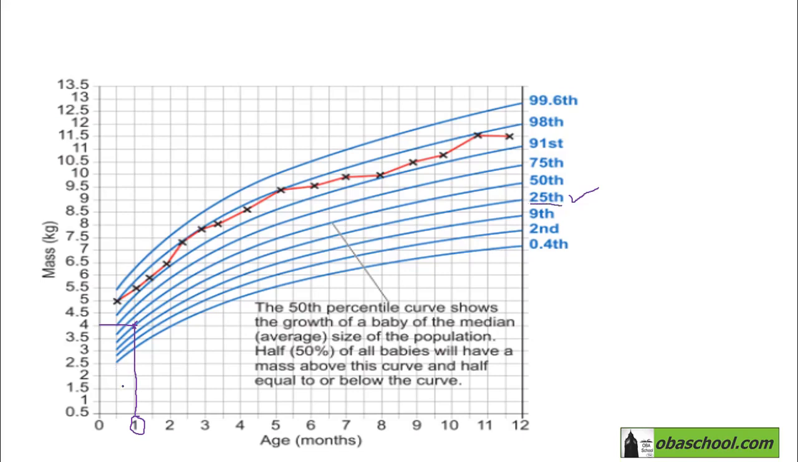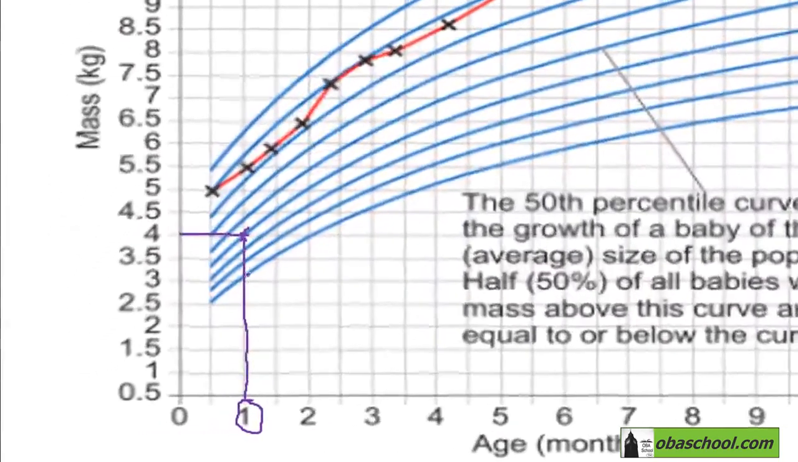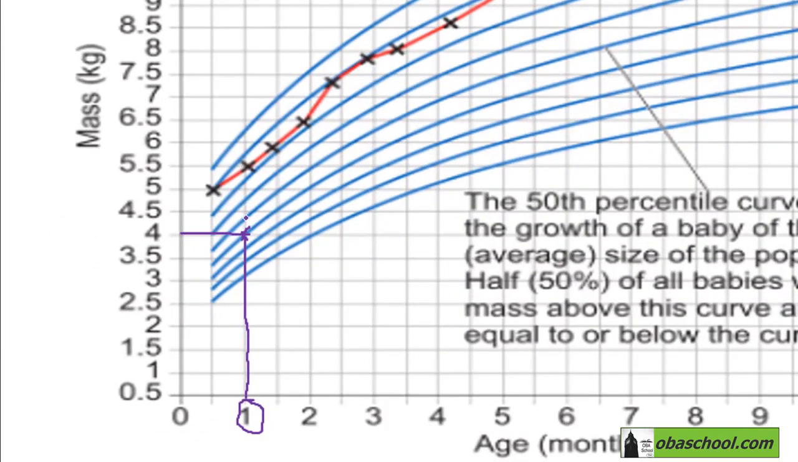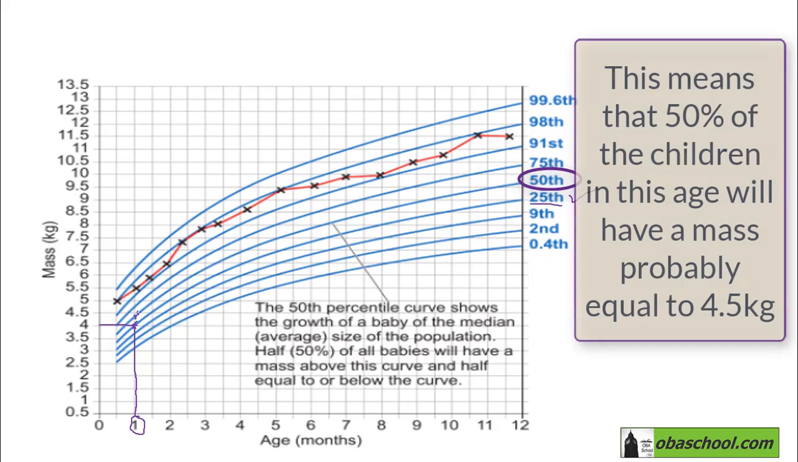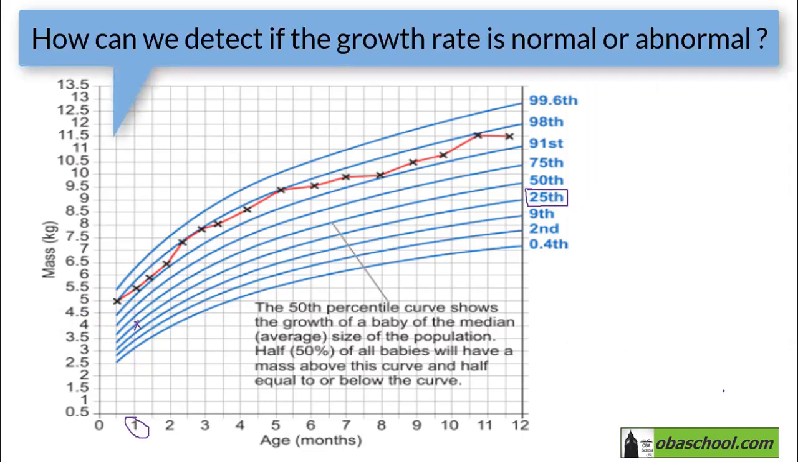Similarly, at the age of 1 month, if the baby started here on the 5th line or the 5th curve, which is actually the 50th, it means that 50% of the babies at this age will probably have a mass of 4.5. How can we say if the growth of this baby is normal or abnormal?